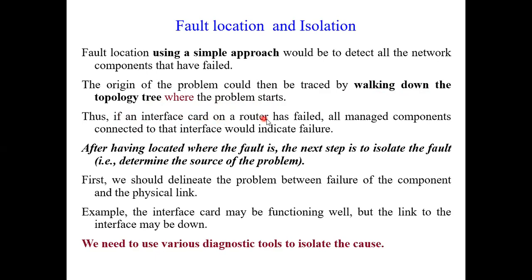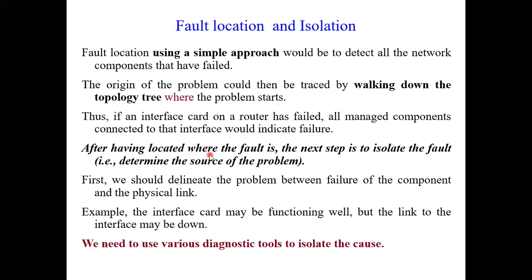Suppose an interface card on a router has failed. This is just an example they have given. All the managed components connected to that interface would indicate a failure. So now I have to find out whether the fault is in all those components, in the interface card, or in some other part of the router. This is how you are walking down the topology tree.